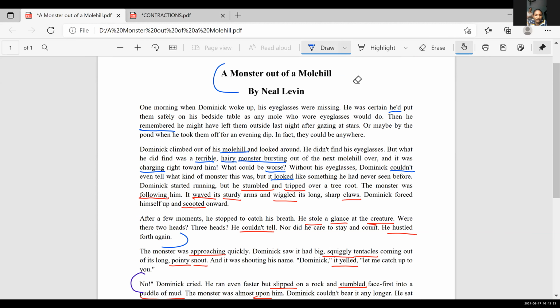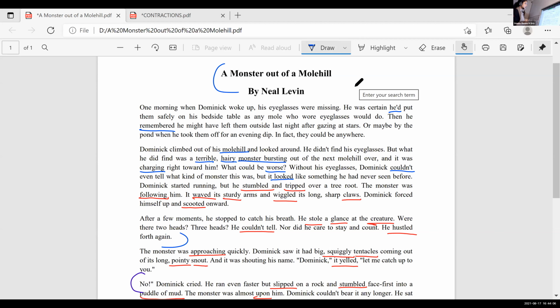A Monster Out of a Molehill by Neil Levin. One morning when Dominic woke up, his eyeglasses were missing. He was certain he'd put them safely on his bedside table. Okay, one minute, Catherine. I want you to read slowly. As you could see, there is a comma, there is a full stop, there is a question mark in the paragraph. So I want you to stop in between. When there is a comma, when there is a full stop, pause there.